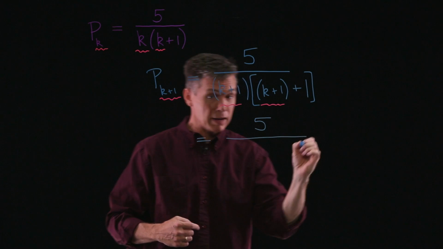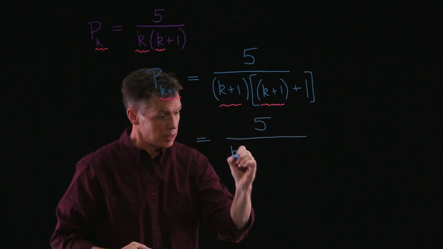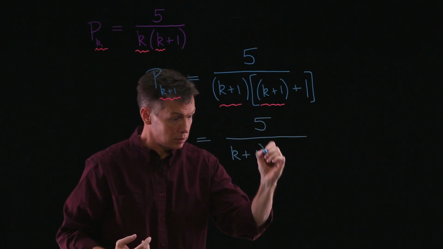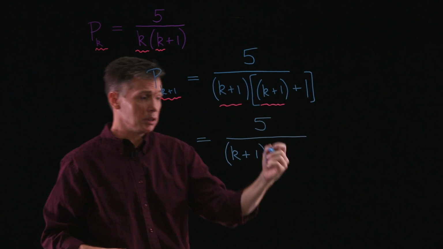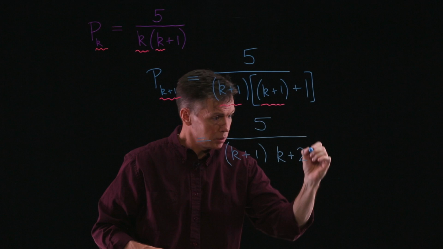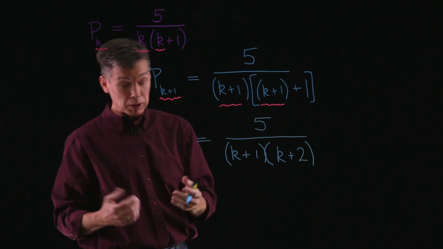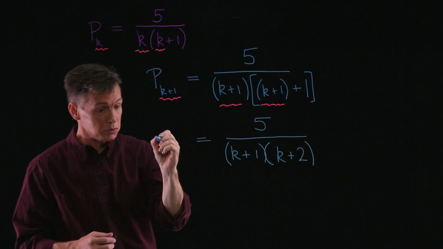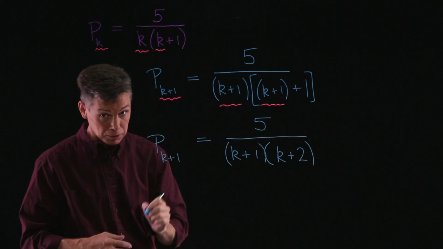So I do still have the 5 up top. This k plus 1 in front downstairs, I've got to leave it k plus 1, right? But inside the square braces, I'll clean that up a little bit. That's k plus 2, which I'd probably put parentheses around as well. I don't need the square braces at this point. Okay, so I'm actually going to wrap it up and call that an answer.